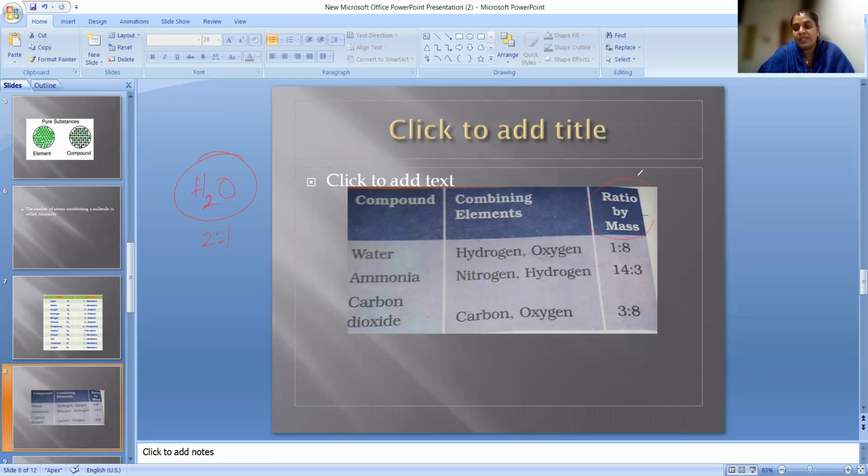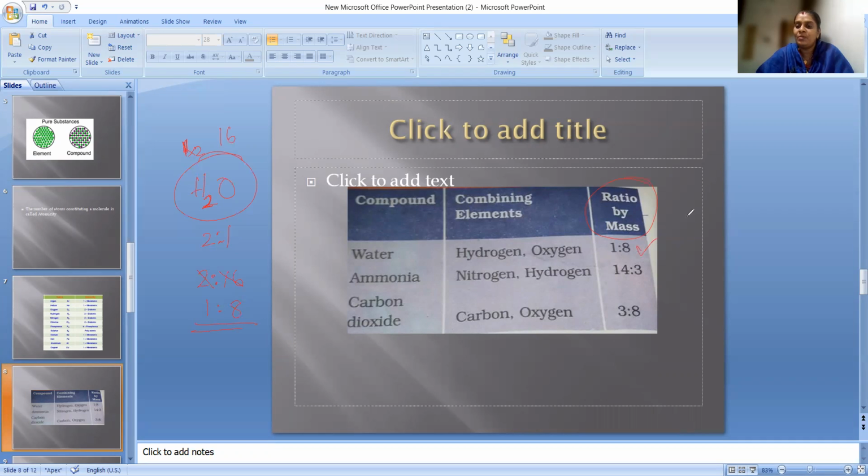But if you are taking the ratio of mass, okay, hydrogen, the mass is 1 and oxygen mass is 16. Since there are 2 hydrogen, the mass should be 1 into 2. So if you are writing the ratio, we can write 2:16. If you simplify it, you will get the ratio 1:8. So that is why it is written as 1:8.